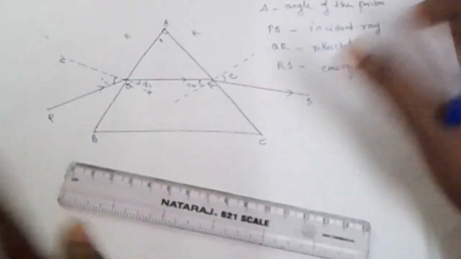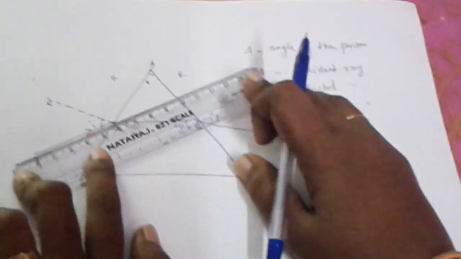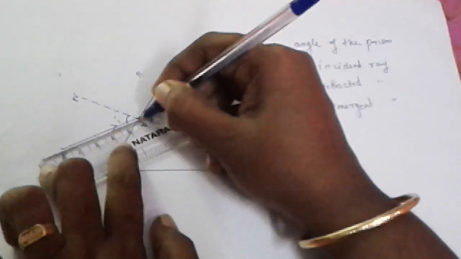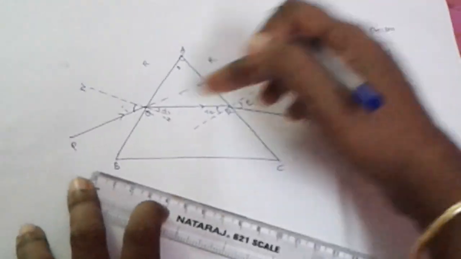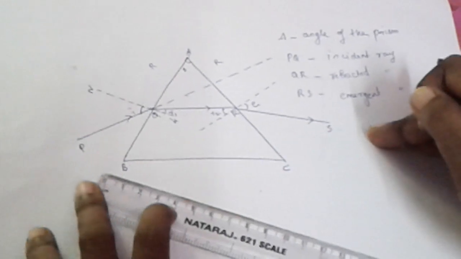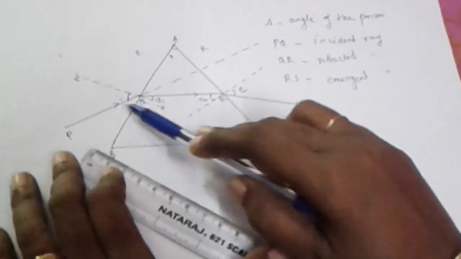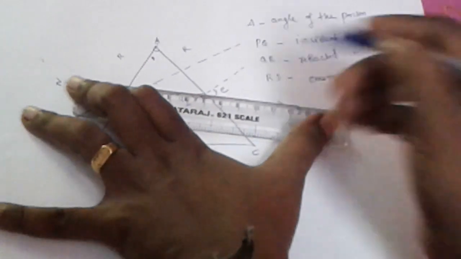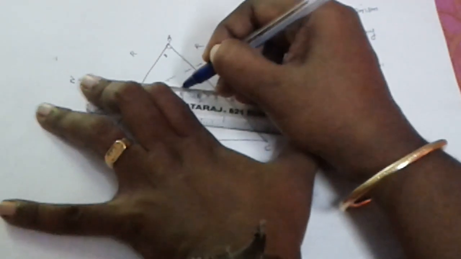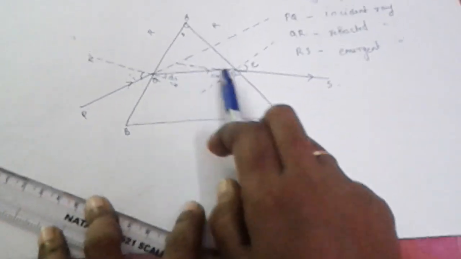So if there were no refraction, what would be the path of light? If there were no refraction, this is the incident ray, it will go straight, isn't it? But due to refraction, it has bent this much. So what is the deviation? For that, join the incident ray and the emergent ray. You retrace the emergent ray backwards. Instead of going along this path, it has bent this much.